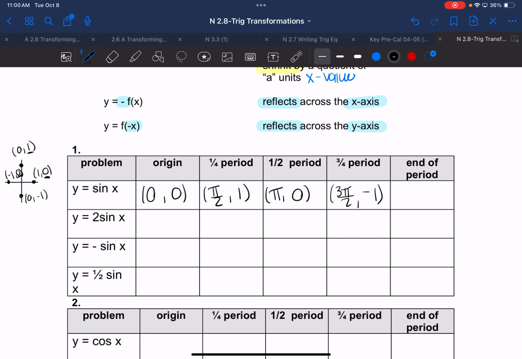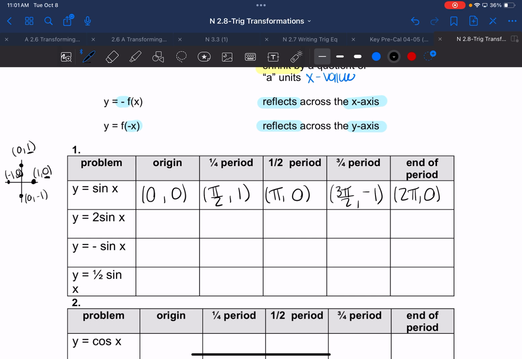And then finally, the end of the period means I'm back to where I started. So I'm over here at 2 pi, and at 0, it was 0, so it should be the same at 2 pi, right? Okay, and then I plotted those points up here just to remind us what that looks like. So here's 0, 0. Here is pi halves, 1. Here is pi, 0. Here's 3 pi halves, -1. And here's 2 pi, 0. So there's the 5 points it takes to make a cycle, all right?